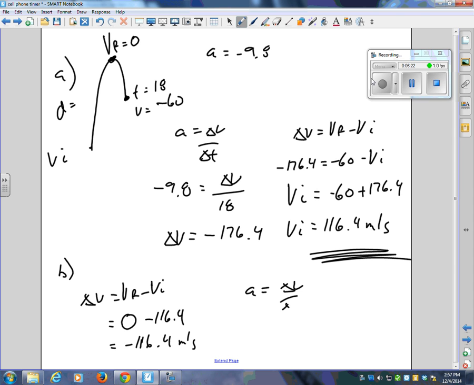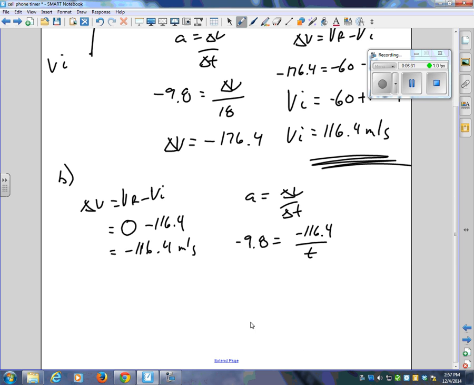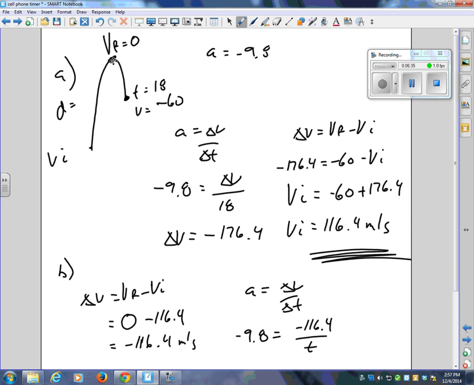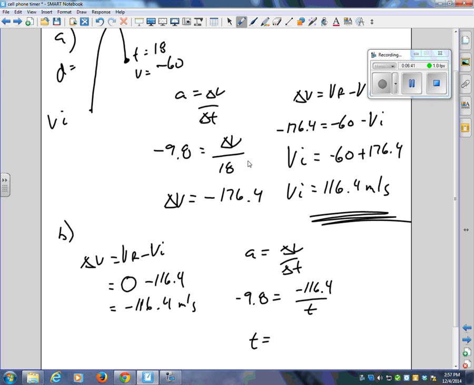What is the time? Solve for T. Why is final velocity 0 now? Because when it goes up, at that instant right there, right at its peak, it's not going up or going down. Its velocity is 0.